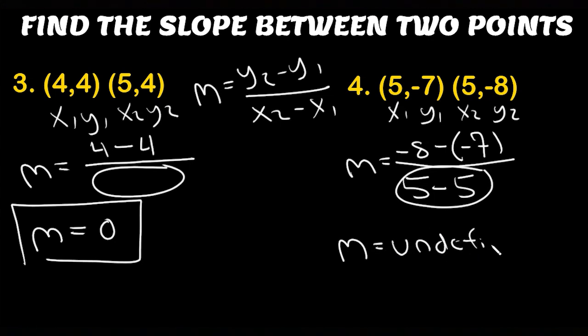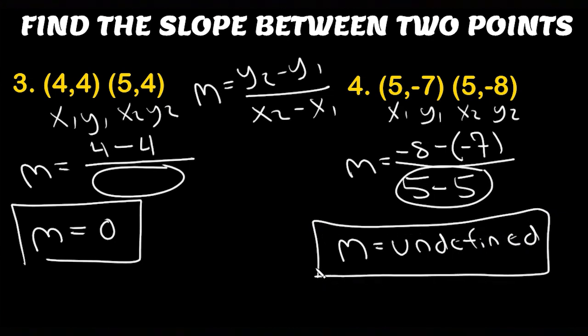It's undefined. So what type of line has an undefined slope? That's going to be a vertical line. So this is going to be done. So again, looking at number 3, this was a horizontal line. This one here is going to be a vertical line.